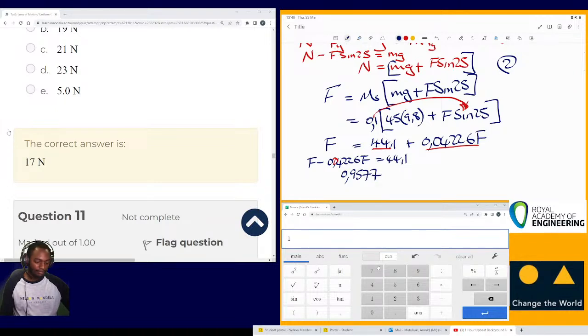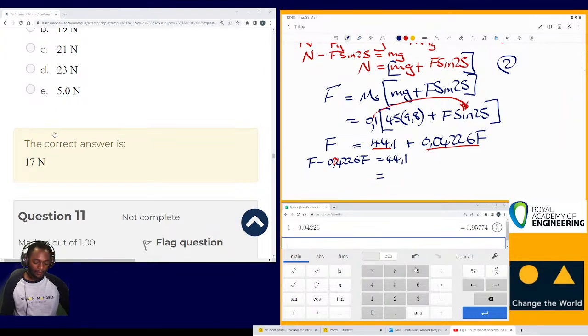So if we say now 1 minus, okay, then we get 0.957 F equals 44.1. So we get 44.1.